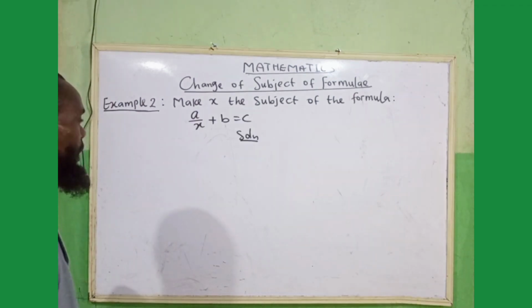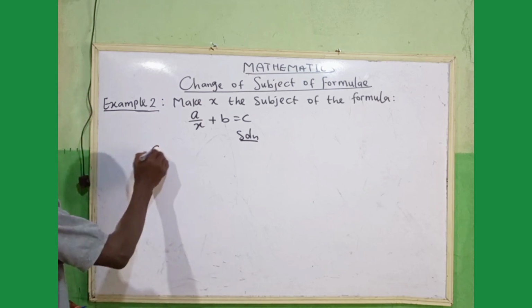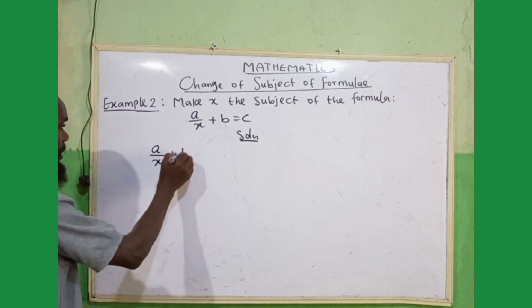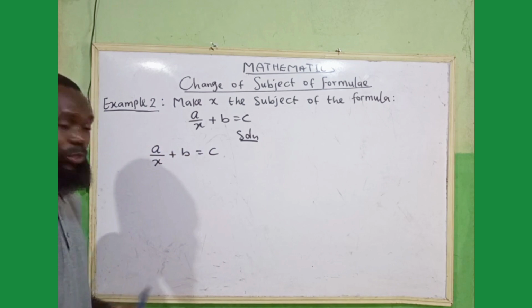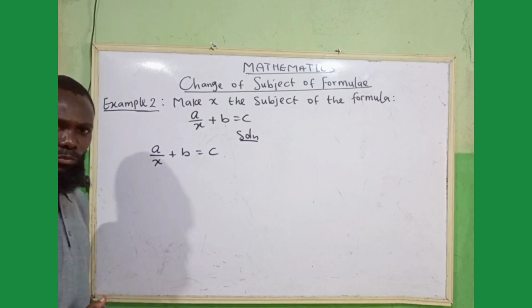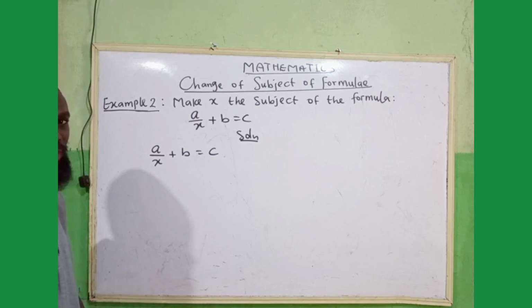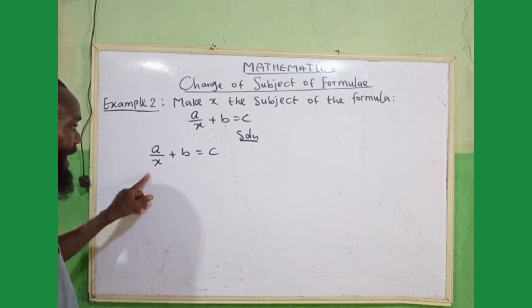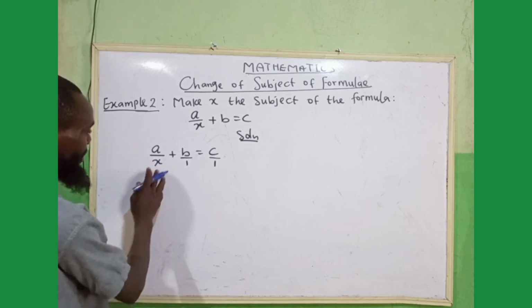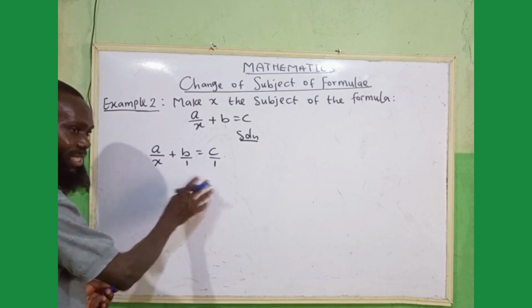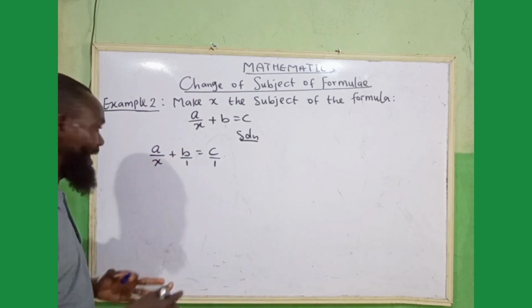Example 2. Make x the subject of the formula a over x plus b is equal to c. Depending on the way you see this, you can view it in one way or a different way. You can view it from our previous example that since this one has x as a denominator, let me say over 1 here and over 1 here. If we now look at the denominator, x and 1, what is the LCM? The LCM is x. Let us multiply through by x.